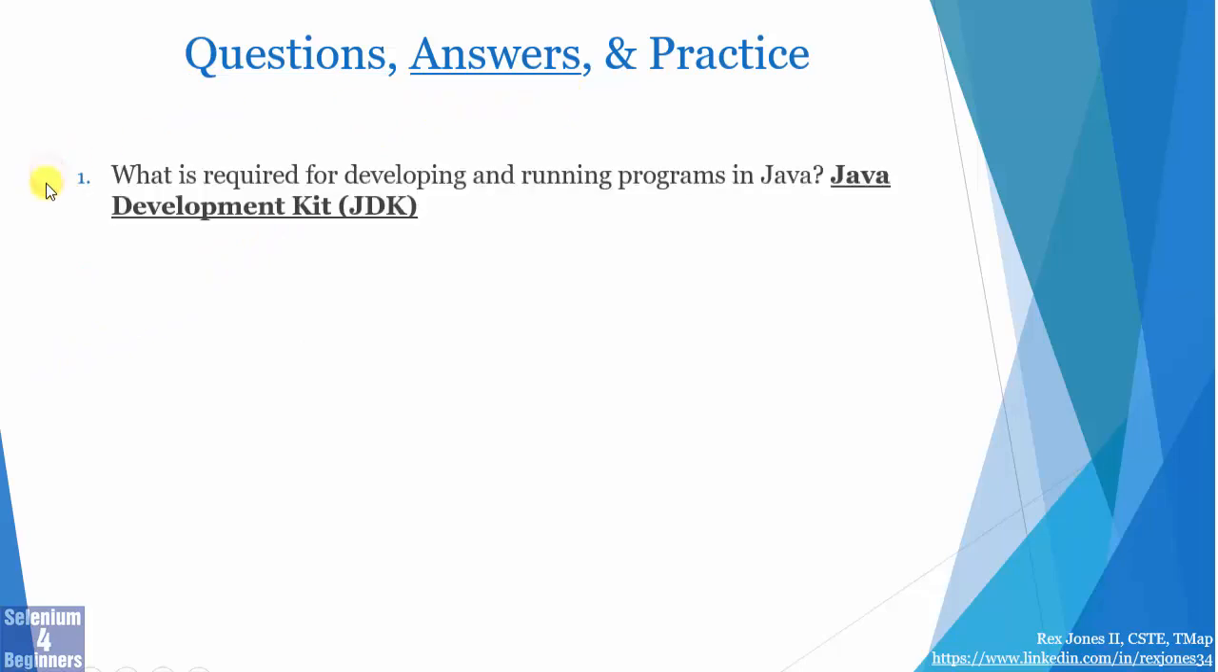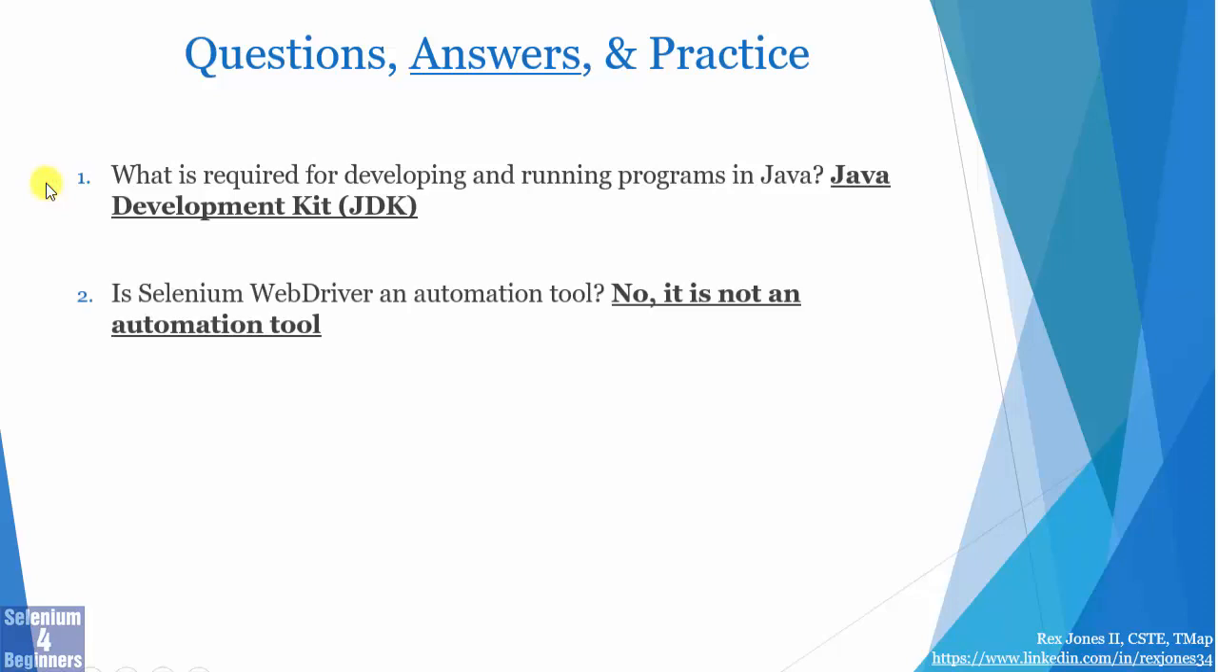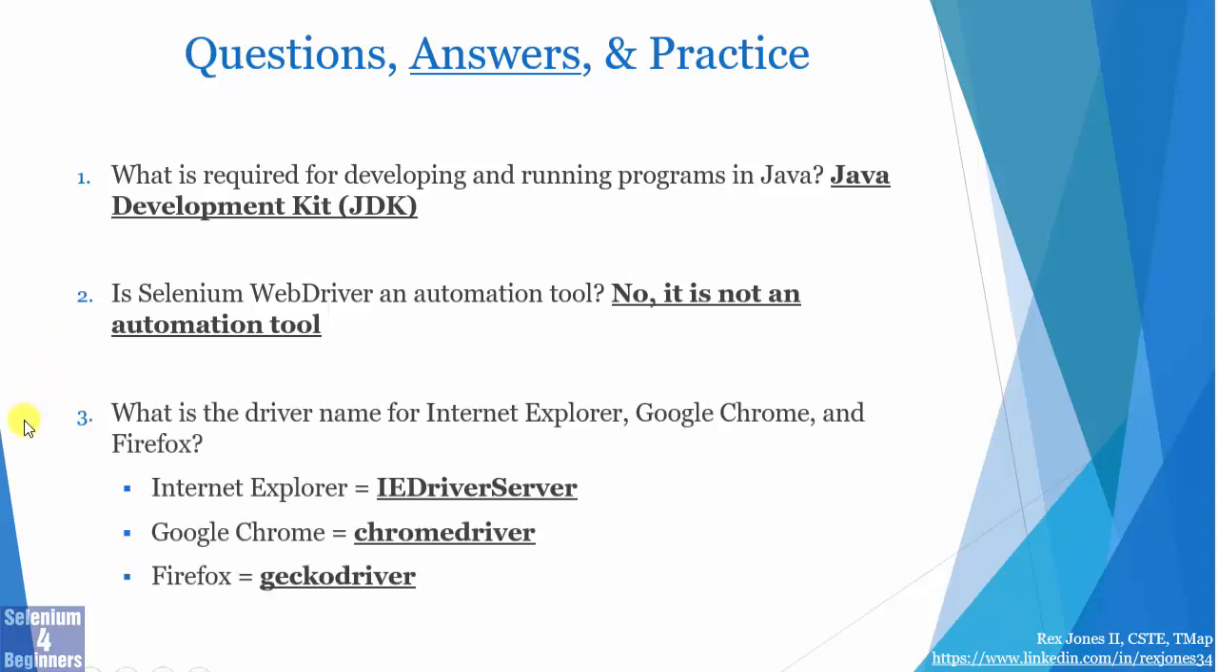Answers. Number 1, what is required for developing and running programs in Java? Java Development Kit, JDK. Number 2, is Selenium WebDriver an automation tool? No, it is not an automation tool. Number 3, what is the driver name for Internet Explorer, Google Chrome, and Firefox? Internet Explorer is IE Driver Server. Google Chrome is Chrome Driver. Firefox is Gecko Driver.